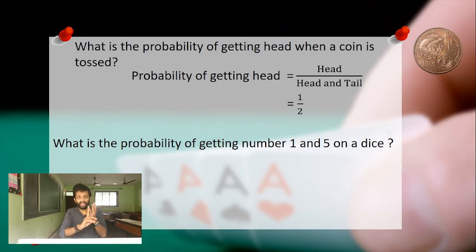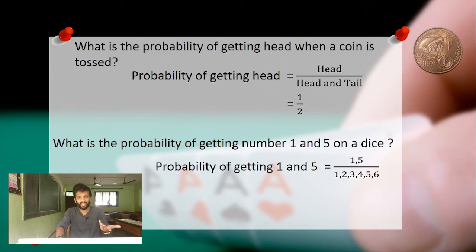So 1 and 5 is what I want, and the other options are 1, 2, 3, 4, 5, 6. So let us write them in numbers. So 2 upon 6. If I cancel it, then it will become 1 upon 3. So that is the probability of getting 1 and 5.